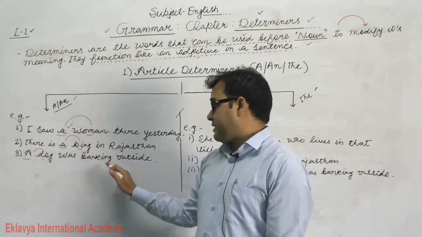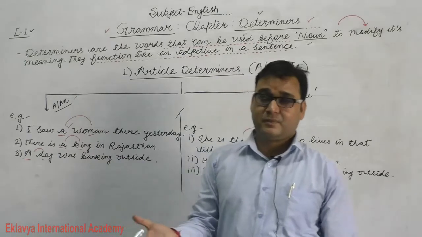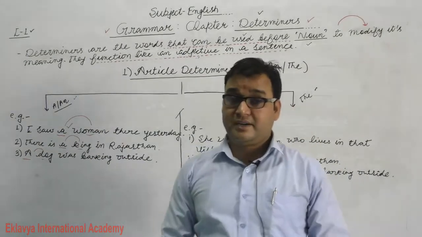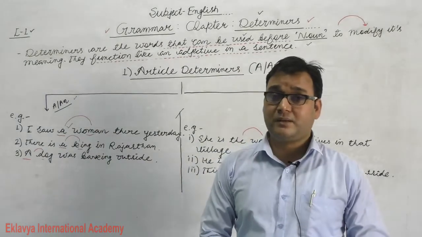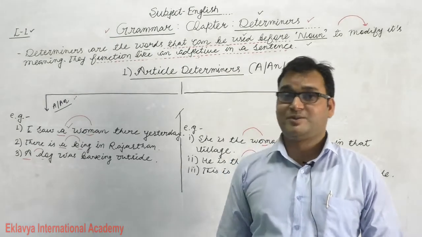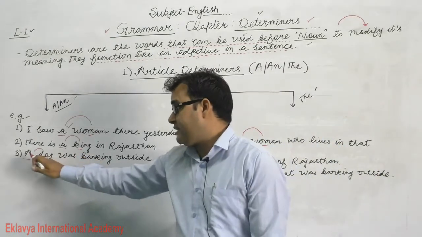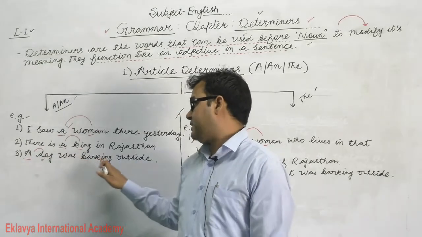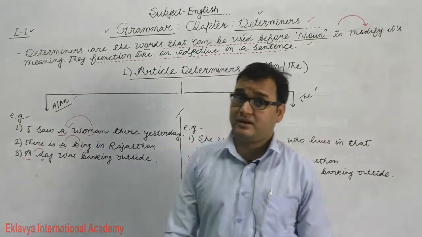A dog was barking outside. एक dog बाहर भौंक रहा था. Dog कैसा था? Dog bill dog था, street dog था, pet dog था, कौन सा dog था, blue था, black था, कौन सा था? You don't know about it. That's why the position of the noun here is indefinite. A dog was barking outside. एक dog जो है बाहर भौंक रहा था.